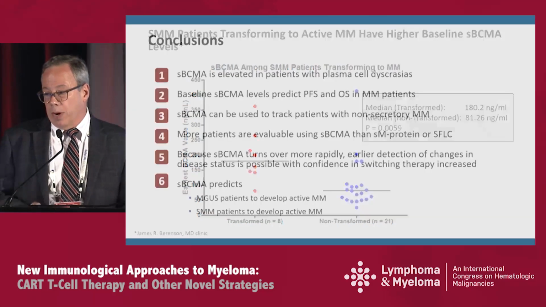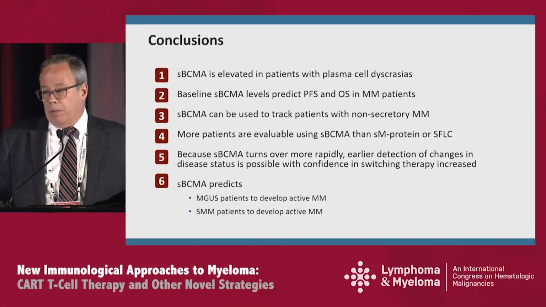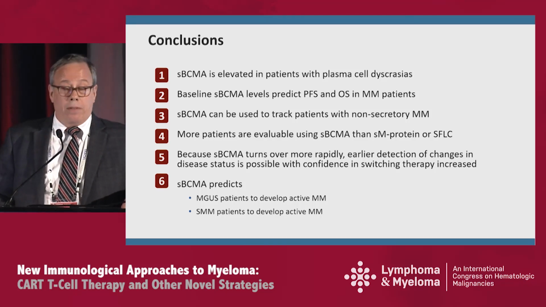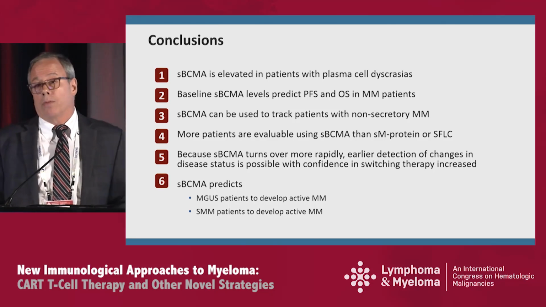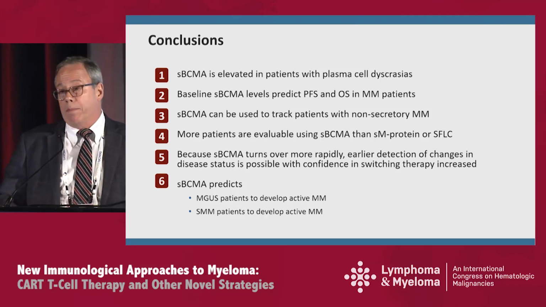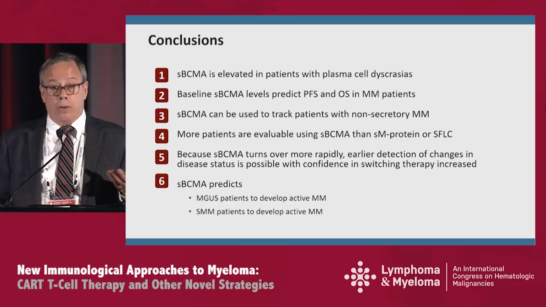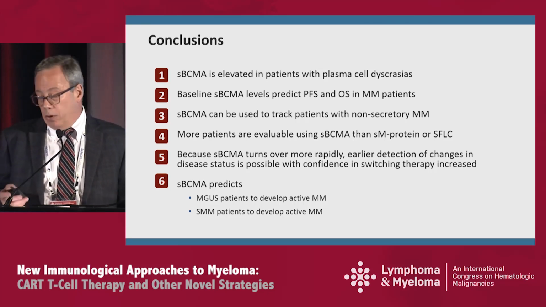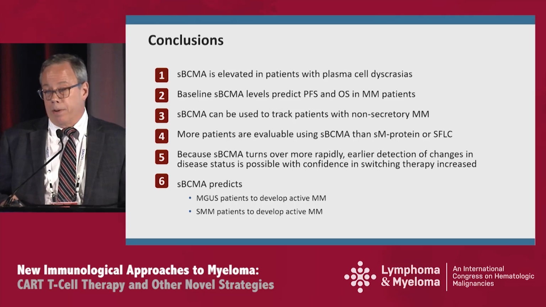So in myeloma, we've shown that serum BCMA is elevated. Baseline levels predict PFS and OS. We can track non-secretories. We believe more patients are evaluable. And because it turns over so much more rapidly than M protein and free light chains, we get an early read on progression. And it predicts who with MGUS is going to get myeloma and who among the smolders will go on.